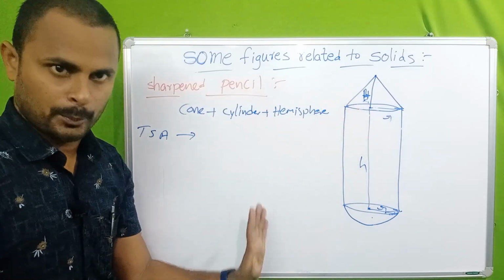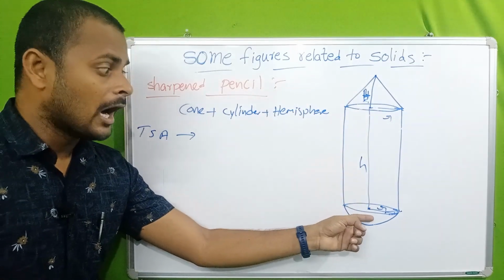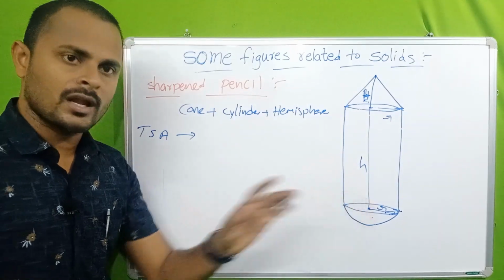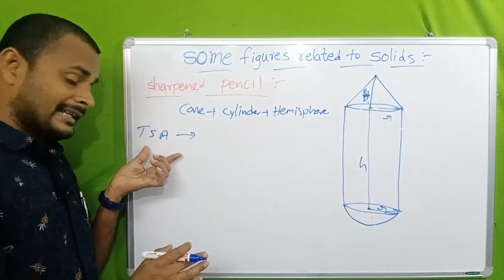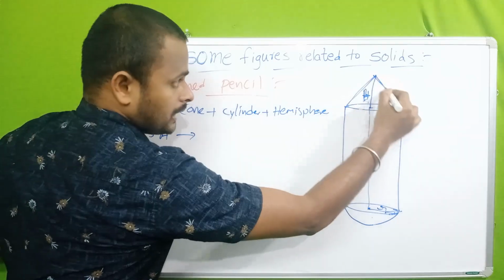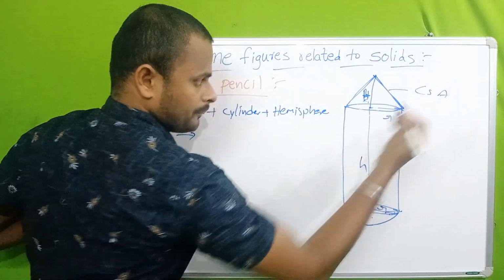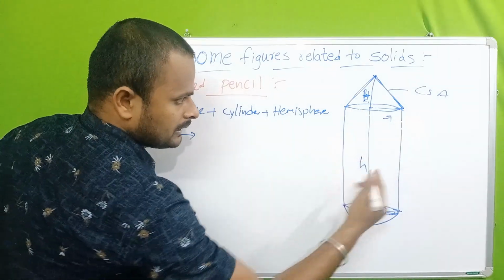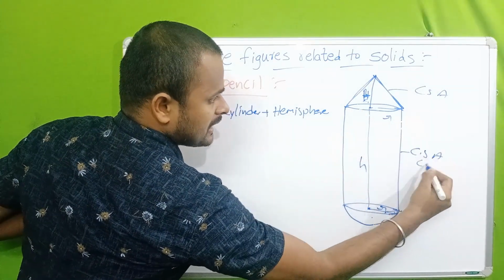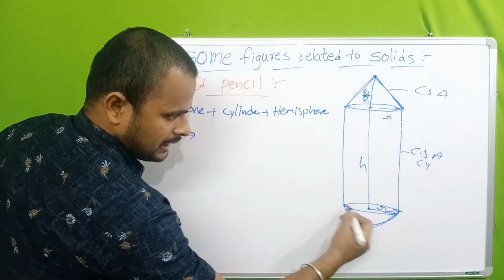So it is hidden, not open. At the same time, the bottom surface of the cylinder is closing with the upper surface of the hemisphere, so it is also not open. So what is the total surface area? You have to determine this area, which is the CSA of cone, this area is the CSA of cylinder.